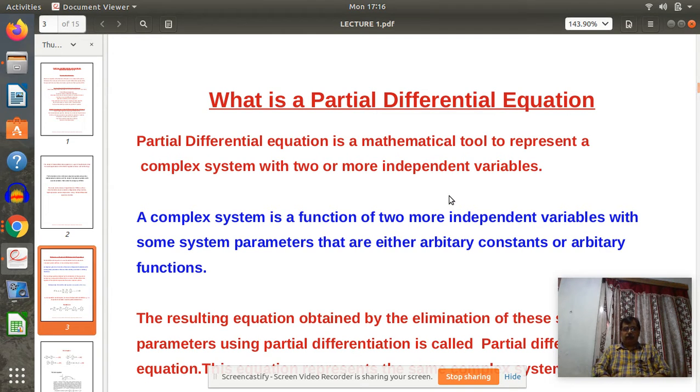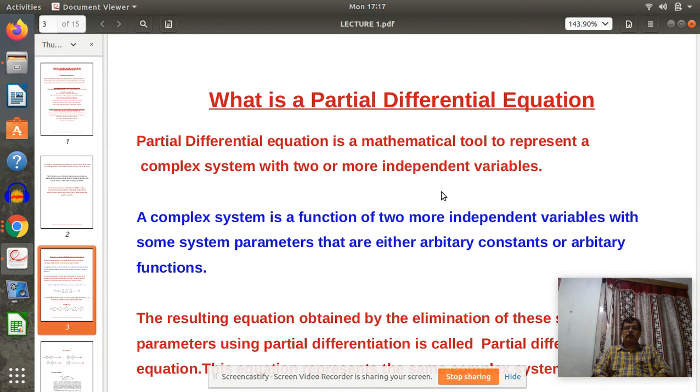So in the first module, we mainly discuss what is a partial differential equation and formulation of partial differential equation and solution of partial differential equation in some particular cases. Okay. So in this lecture, the topics we are going to discuss is what is partial differential equation and formulation of partial differential equation by method of elimination of arbitrary constants and method of elimination of arbitrary functions. Okay, so let us start with the question, what is a partial differential equation?